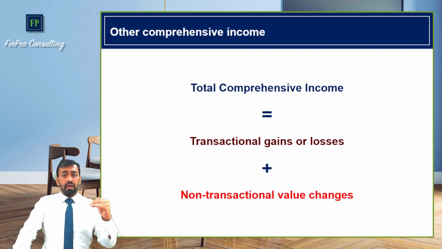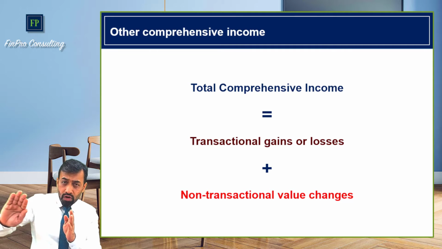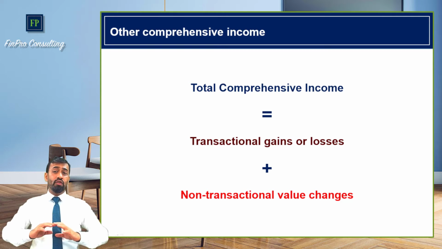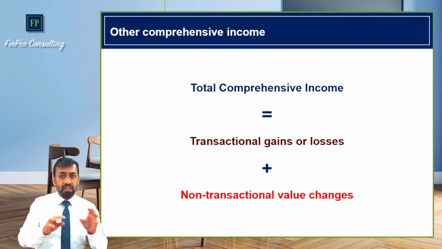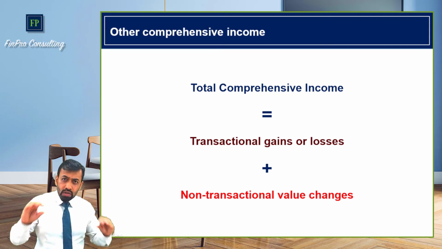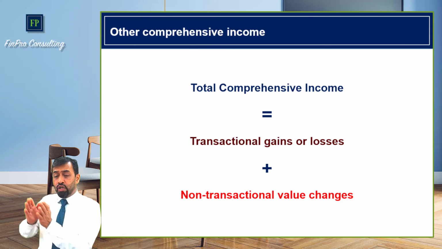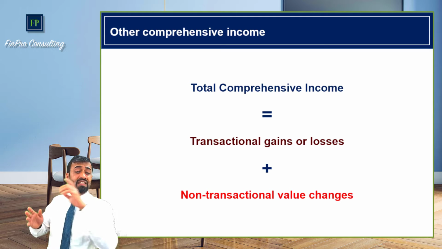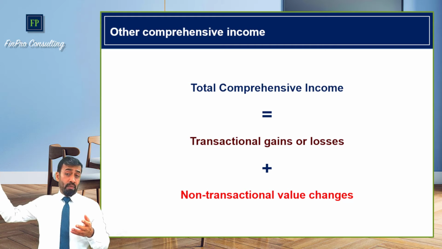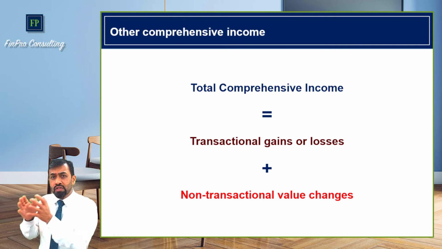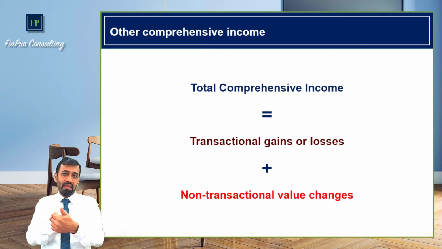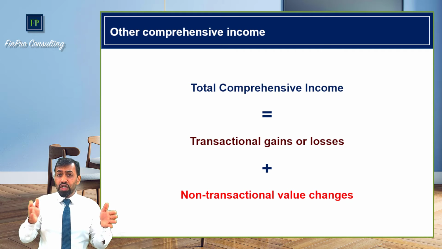So a transaction is one which has already taken place, or there is an underlying transaction which will take place in the near future. Non-transactional value changes are the value changes with respect to those assets and liabilities where the entity is expected to do business and earn future economic benefits, like property, plant and equipment. I am not expected to sell off my property, plant and equipment. I am expected to use that property, plant and equipment in business, earn future economic benefits. However, the value change might be significant.